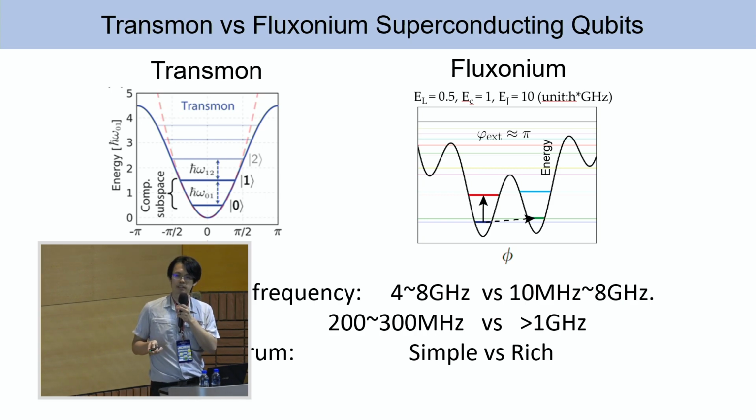And the anharmonicity for the transmon is typically 200 to 300 megahertz, but for the fluxonium it can be as large as 1 gigahertz. And the transition spectrum for the transmon is more simple, but in the fluxonium it's quite rich.